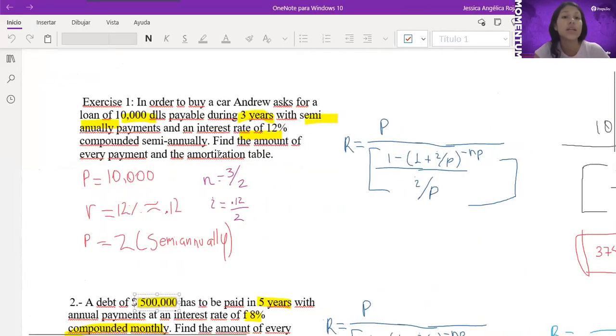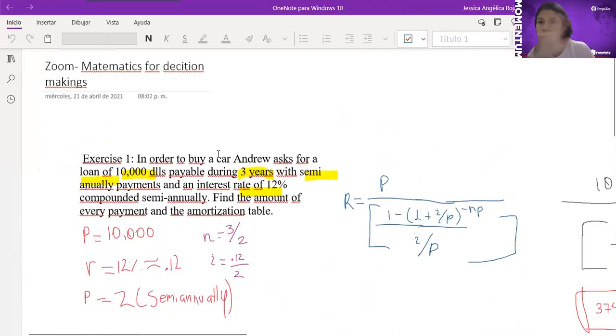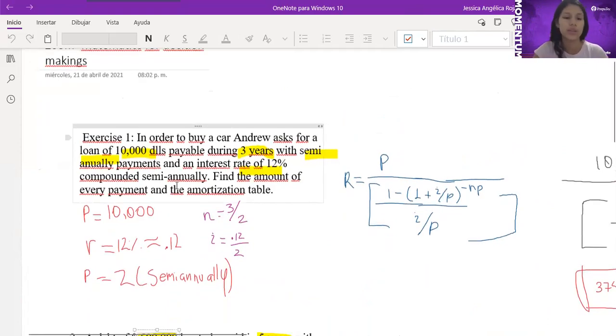This is the asynchronic activity. Here's exercise one. In order to buy a car, you ask for a loan of $10,000 payable during 3 years with semi-annual payments and an interest rate of 12% compounded semi-annually. Find the amount of every payment and the amortization table.